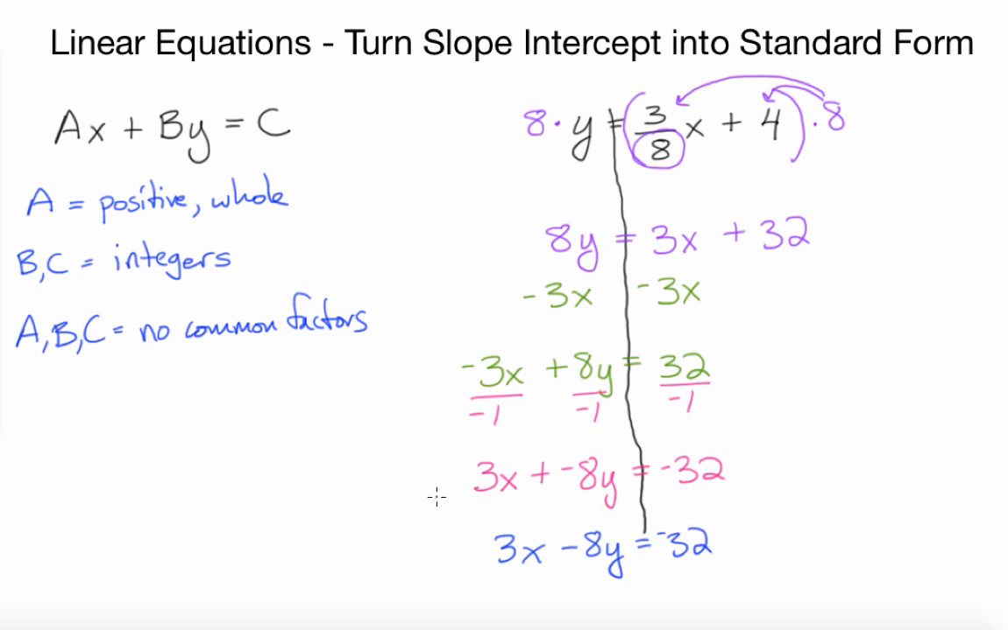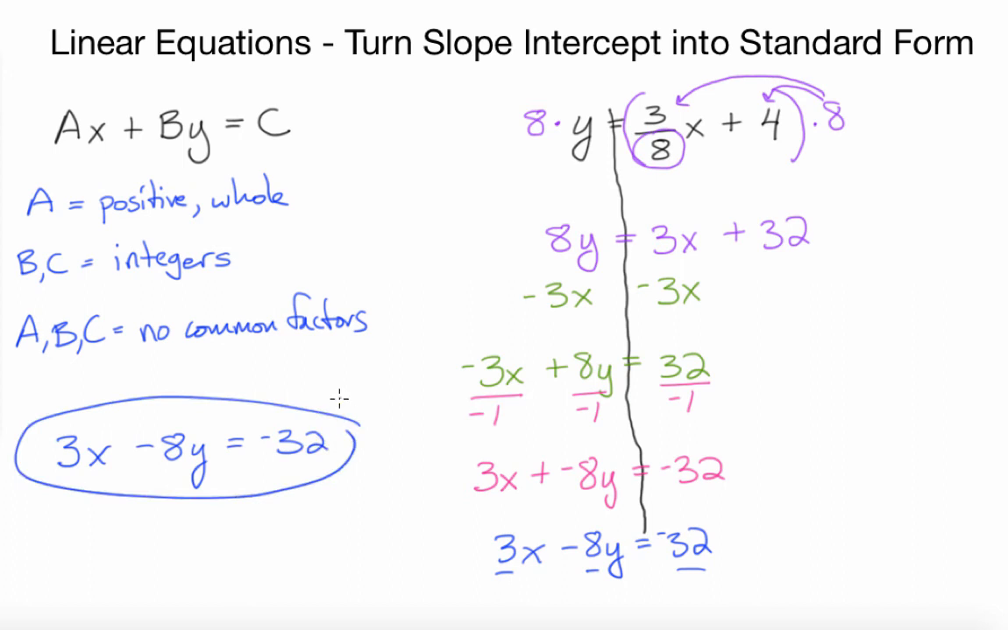Either way works. I guess the last thing I should check is that a, b, c have no common factors. So I'm going to look at the 3, the -8, and negative 32. Is there any factors that go into all three of those? I'm feeling pretty good. 4 goes into 8 and 32, but it does not go into 3. So we have standard form, 3x minus 8y equals negative 32. And that is exactly the same equation as what we started with, y equals 3/8x plus 4. It's just in a different form.